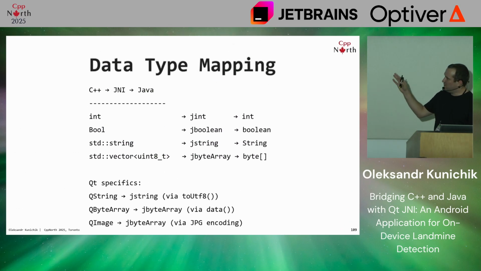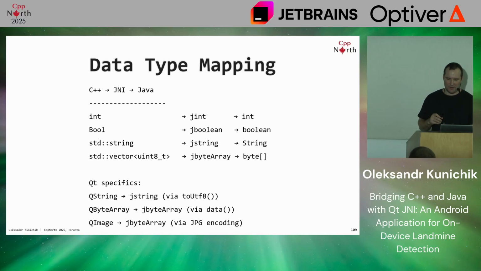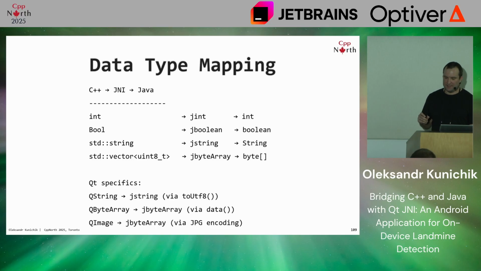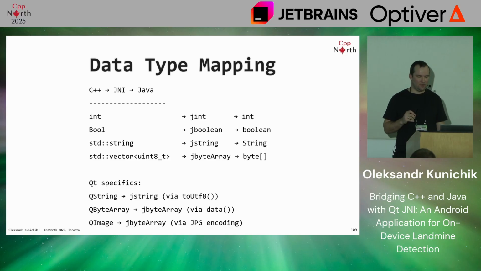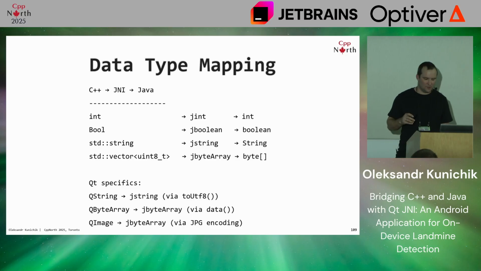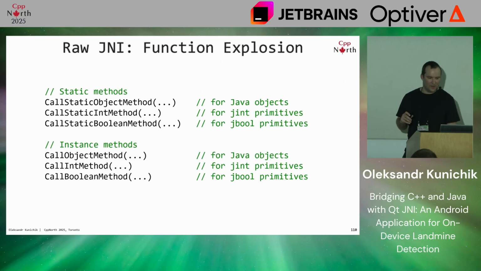And there is the mapping of the types. QString needs UTF-8 conversion. QImage doesn't map directly, so we encode it to JPEG first. It adds overhead, but ensures compatibility. JPEG is a universal format. Java always supports it. It's compressed, smaller to transfer across JNI, no endian issues, and so on.